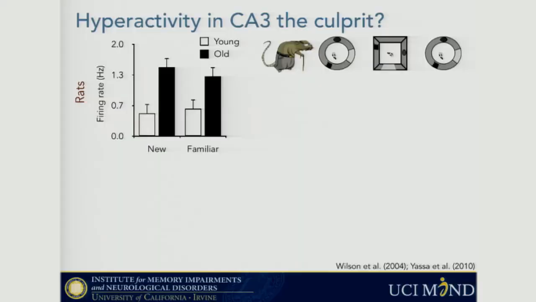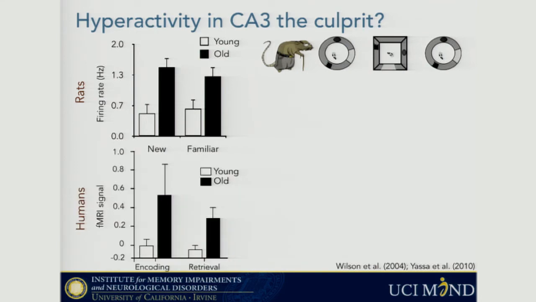And there's a pretty complex story behind that, so I'm not going to go through it in detail. But suffice it to say that there is evidence for this hyperactivity, and it does predict the extent to which animals are impaired on these kinds of tasks. So that's what you see here. This is during new items or familiar items. You see a higher firing rate in the rats, but we also see the same thing in humans.